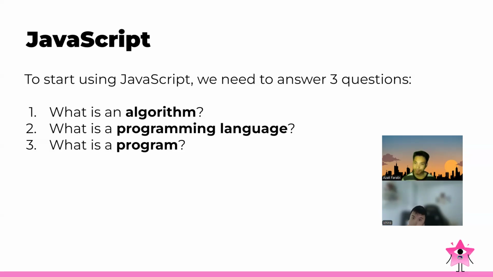Algorithm is a list of roles, list of nodes, list of rows. Okay. 50% right, Ichiro.